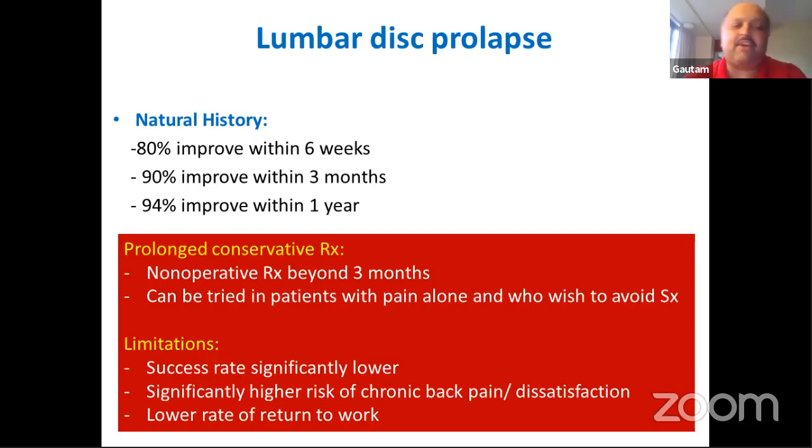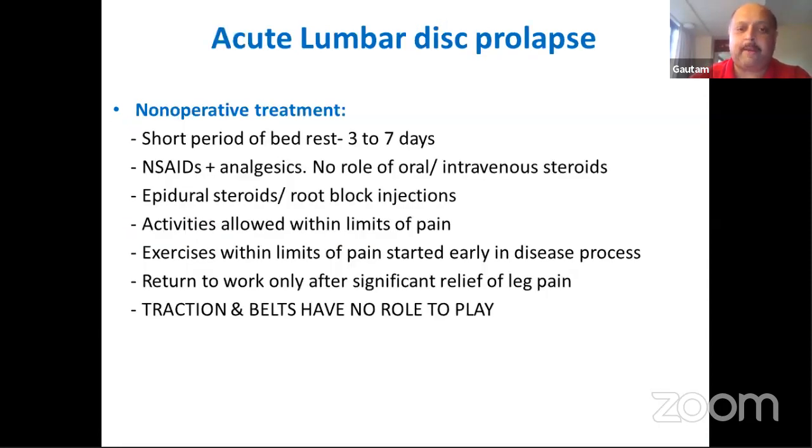However, there is some literature to show that prolonged conservative treatment may help. As we know, it helps in about 4% of patients. This is tried in patients who do not wish to have surgery. The problems of prolonged conservative treatment are that the success rate of relieving pain after 3 months is significantly lower. There is a significantly higher risk of chronic back pain and dissatisfaction with the outcome of the treatment, and there is a lower rate of return to work.